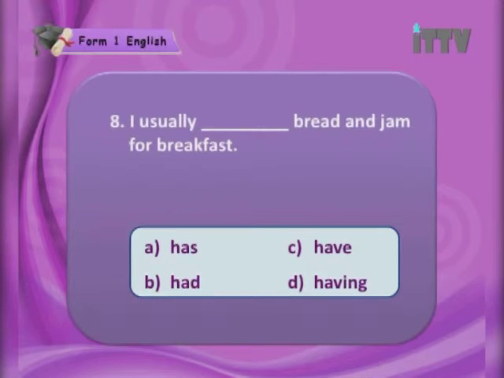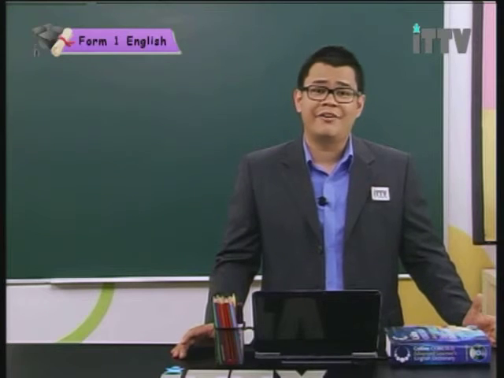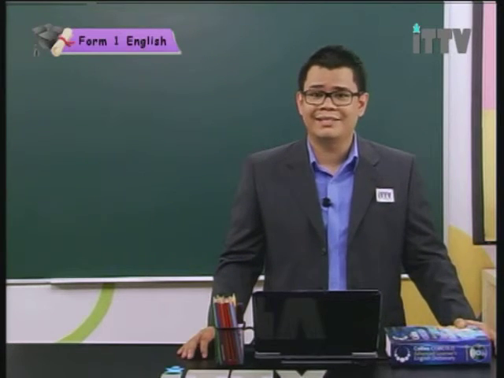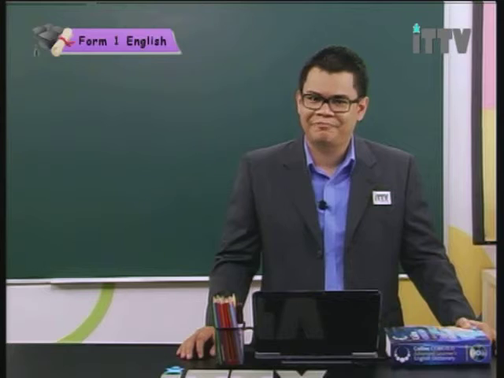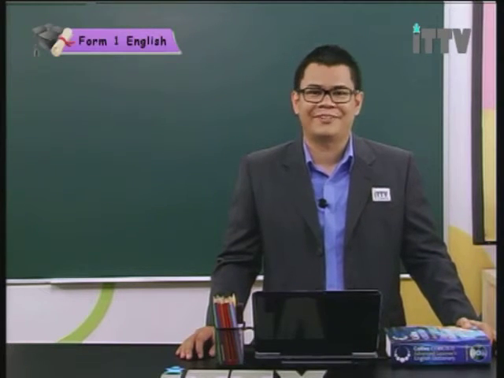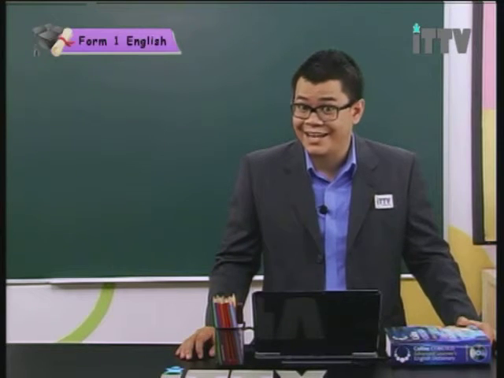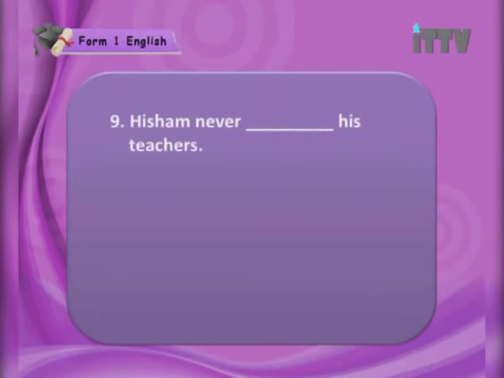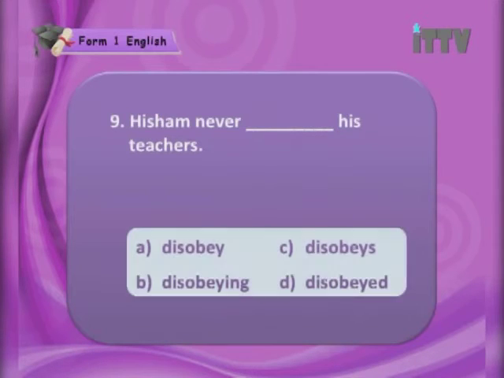Let's take a look at the answer for question 8. I usually have bread and jam for breakfast. The answer is C, have. So here, very easy. I, one person, so we use have. So I usually have bread and jam for breakfast. Question 9. Hisham never blank his teachers.